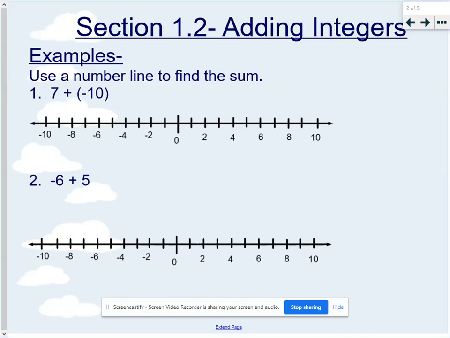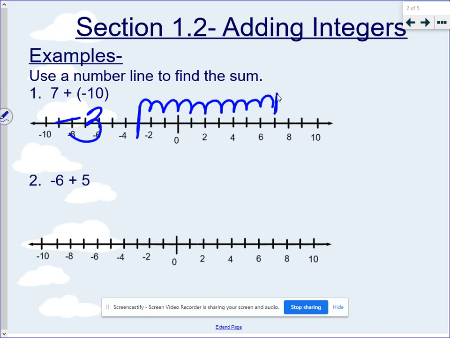And as you can see in our first two examples, we are going to be using a number line. Our first two examples are the only two times that we are going to be using a number line. So here we go. Problem number one, we are going to start at positive 7. And then we look at this and we see we have a negative 10. Negative 10 means we are going to travel to the left 10 times. 1, 2, 3, 4, 5, 6, 7, 8, 9, 10. And we land at negative 3.